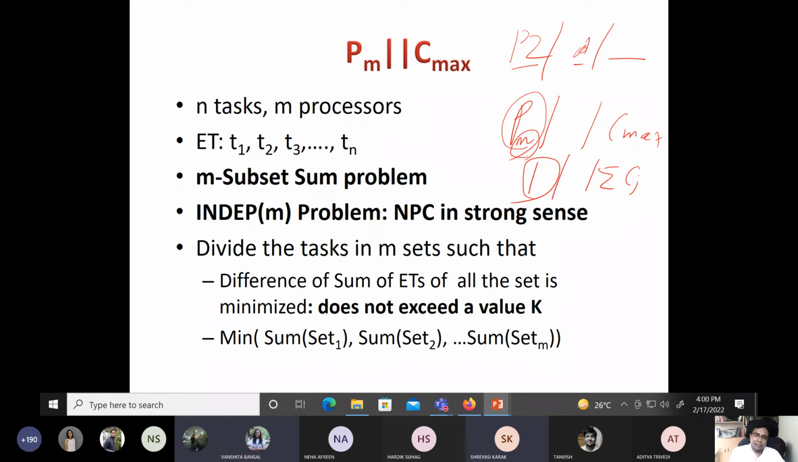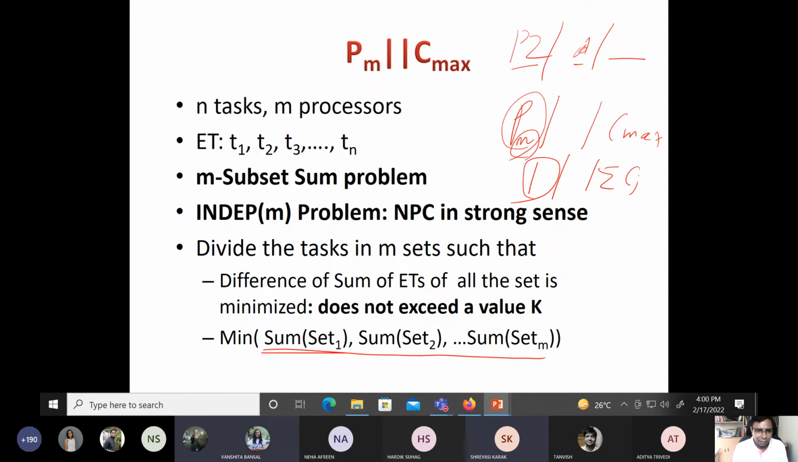Divide the tasks into m subsets. The difference of the sum of execution times of all the sets needs to be minimized, not to exceed the value k. Earlier it was 2 sets, now it is m sets. So in today's class we have defined the problem. From the next class onwards, we will look at the problem and try to solve some problems. Not tomorrow, next Tuesday's class.